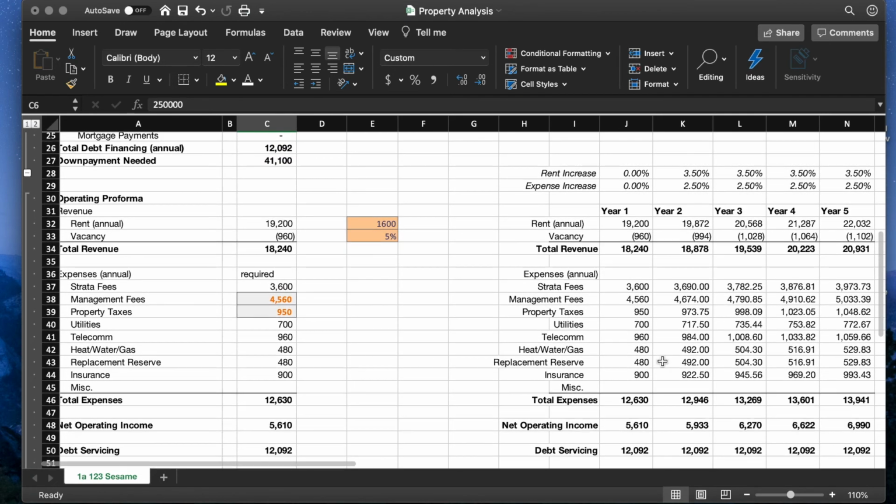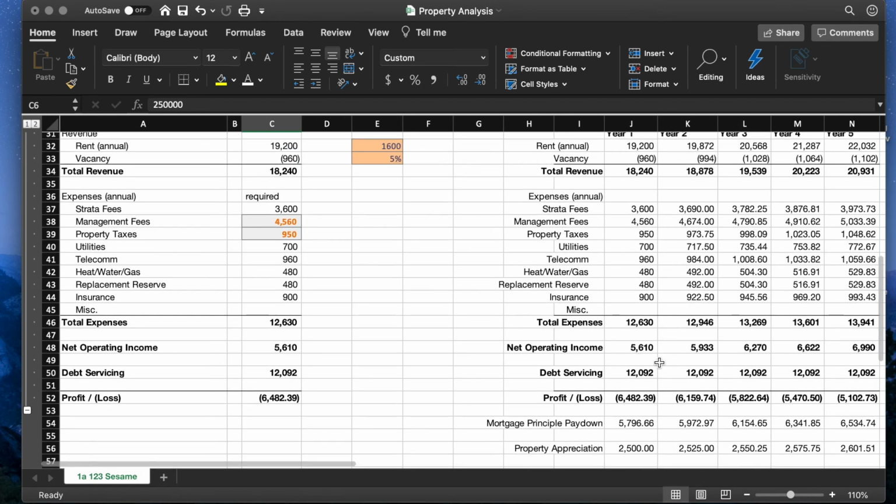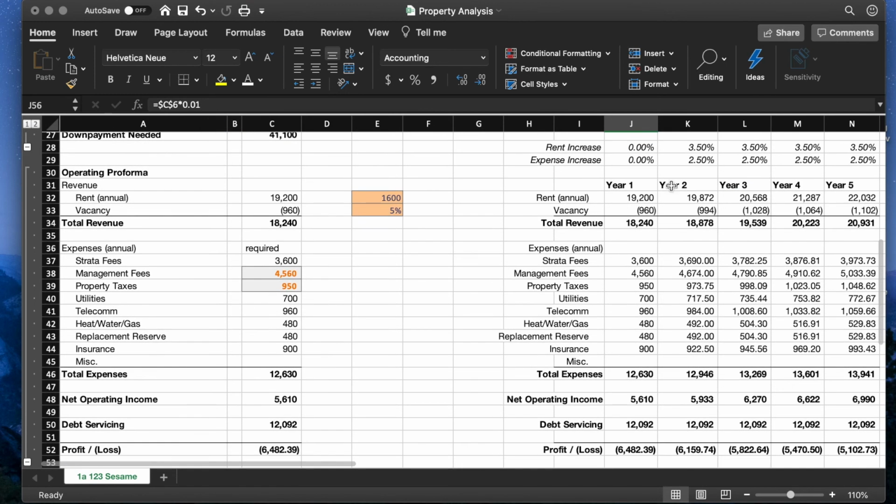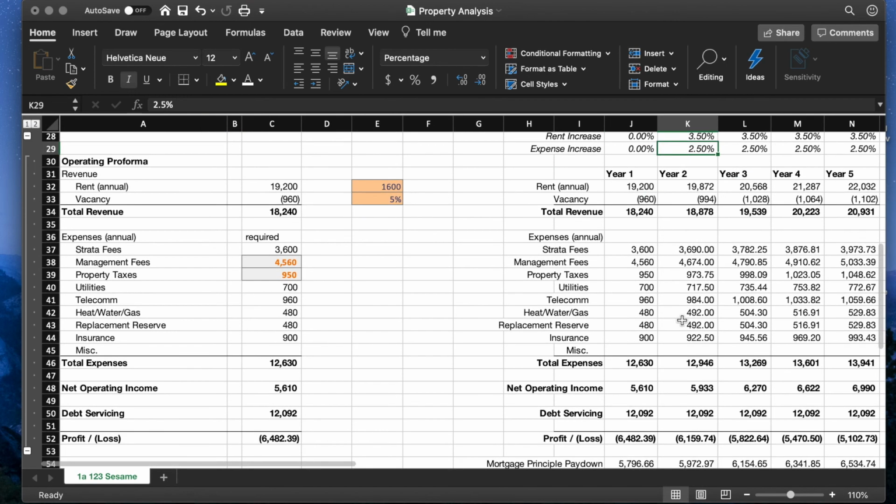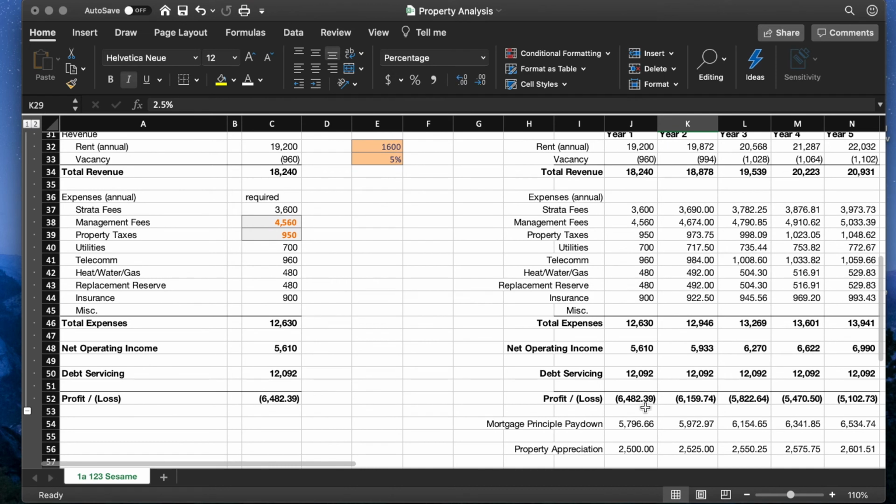Now, I've actually included in here an appreciation rate of 1%, and so you have to factor in inflation as well. So let's assume that our inflation was at 2.5%, and if we're going to include in a property appreciation, that means that the property is going to be appreciating at 3.5% per year. And so in addition to paying down our mortgage principal, our asset is also increasing in value.